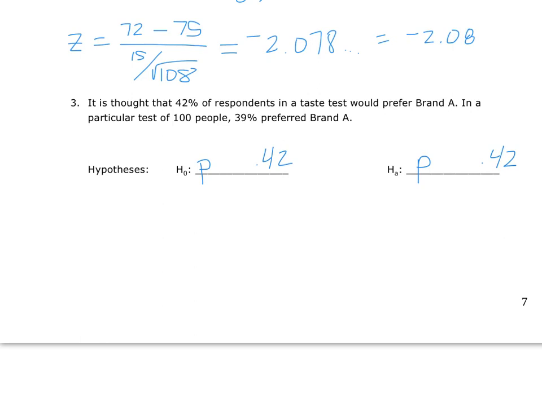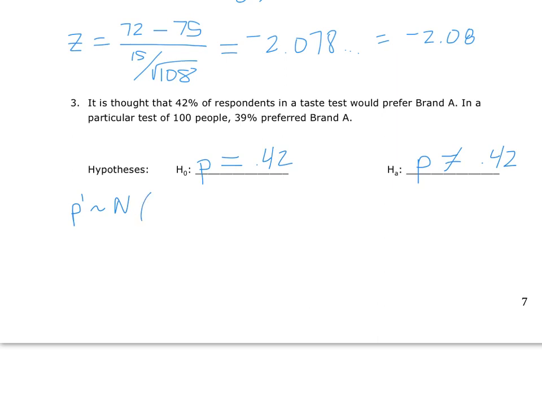In the alternate, it doesn't say anything about greater than or less than, so we're going to use not equal to. That means in the null, we use an equal to. This is about proportion, and we're going to use the sample proportion p prime. That's always going to be normal, so we don't have to think anything more about that.